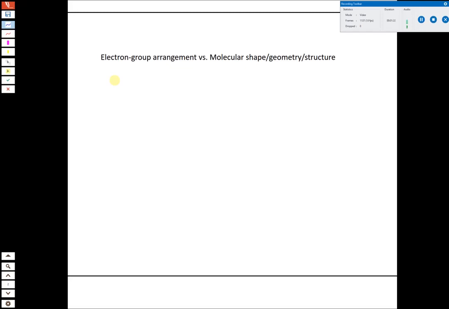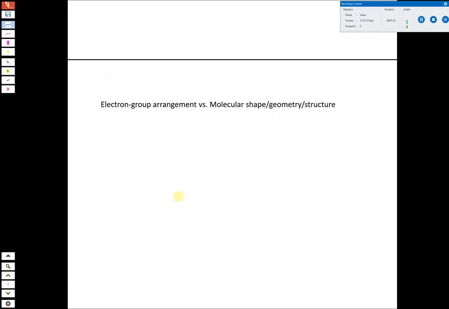Before I get into VSEPR, I do want to make sure we're clear on the difference between electron group arrangement versus the other way we classify molecules, which is molecular shape, geometry, or structure, as we sometimes call it.